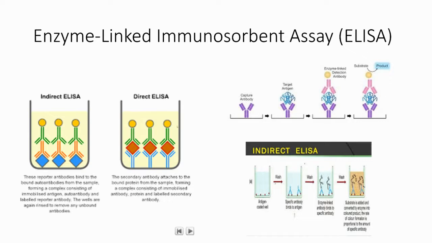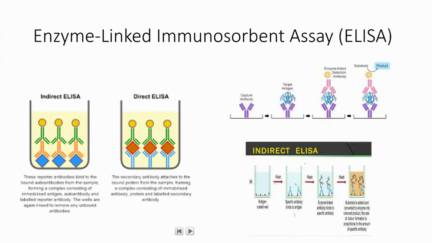Okay. So like here on the right side, on the top panel, this is the direct ELISA. You have to capture the antibody in the well first. Then you add the specimen. So if there's an antigen, they will bind here. Then you have this enzyme-linked detection antibody to bind, so that you can detect the presence of the antigen. So that's a direct ELISA.